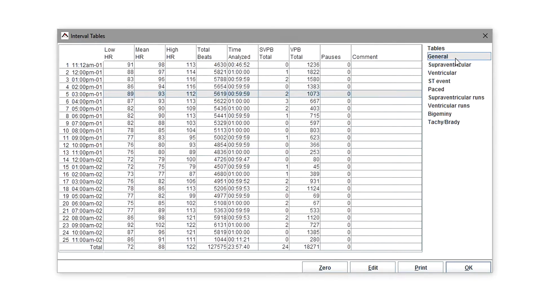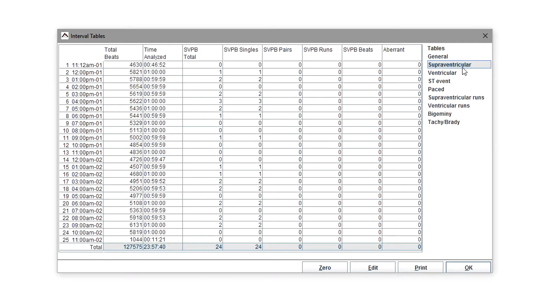The tables and their fields include General. This is an interval table that lists the time of day at the start of the interval, the low, mean, and higher heart rate calculated during the interval. See Appendix A for details of heart rate calculations. The total number of beats identified and counted in the interval. This excludes periods of artifact. The amount of time analyzed. This also excludes artifact. The total number of SVPBs. The total number of VPBs. The number of pauses, and a field for manually entered rhythm comments.